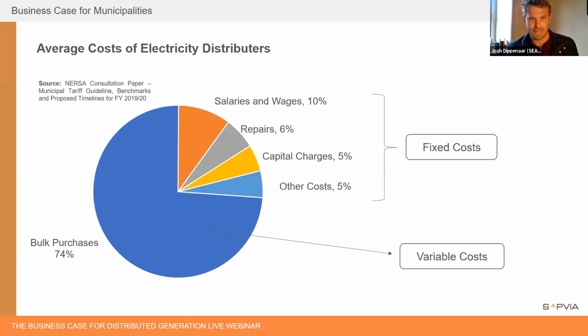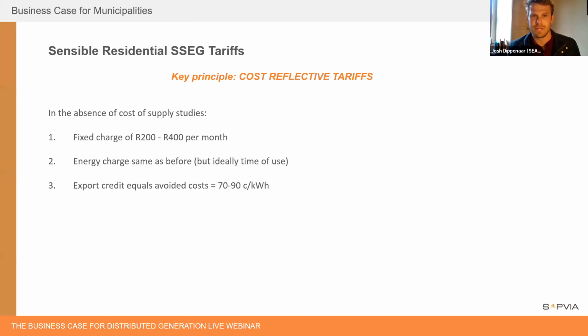And that's what I think on the next slide, Kim, we'll go into. The key principle for tariffs around the world is cost reflectivity. And of course, these should be informed by cost of supply studies, but in the absence of a cost of supply study, as a rule of thumb here, the fixed charge should be roughly between 200 to 400 Rand per month, preferably nearer to the 200 Rand per month. The energy charge tends to be kept the same as before, but ideally this is on a time of use basis, because time of use tariffs encourage optimum use of storage. If customers do have storage, they'll use that during peak, and it gives sensible tariff signals.